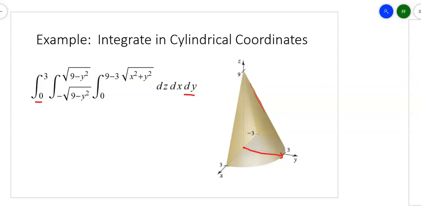What can I do to turn this into cylindrical coordinates? Well, first of all, what are the dz limits? The dz limits are the ones that are closest on the inside. So for those dz limits, I can go back to the idea that x squared plus y squared equals r squared, and replace that x squared plus y squared with an r squared. And now the square root of r squared is just r. So my z limits go from 0 to 9 minus 3r.